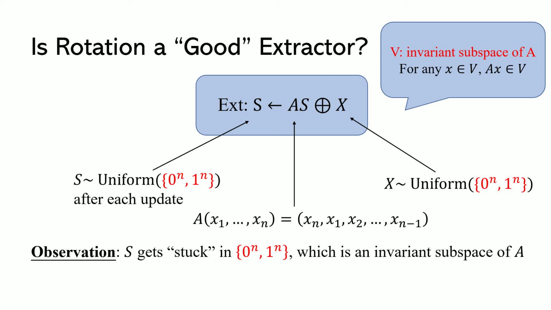Since all zeros and all ones is a common invariant subspace of rotations, we can see none of the rotations is an extractor because they fail to extract from distributions with mean entropy 1. And a good extractor needs to extract from any distribution with non-zero mean entropy.